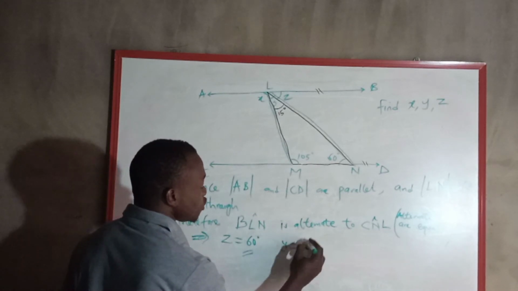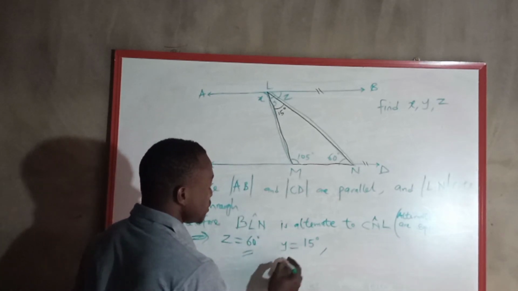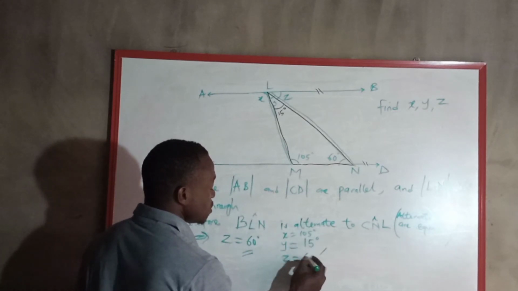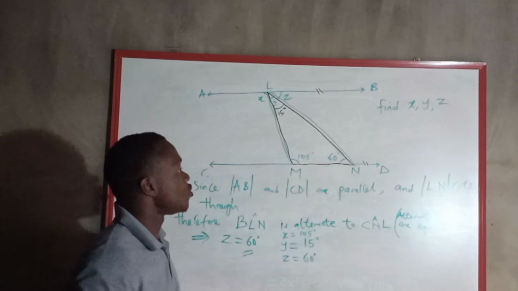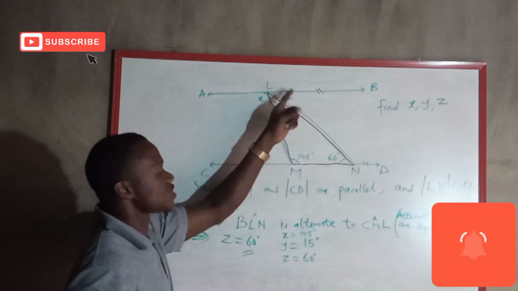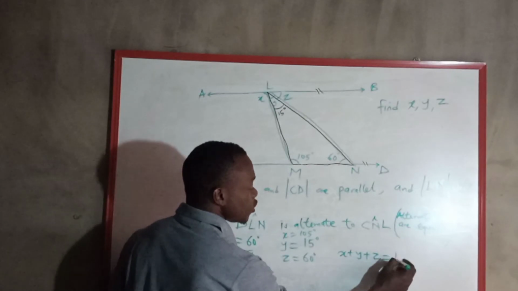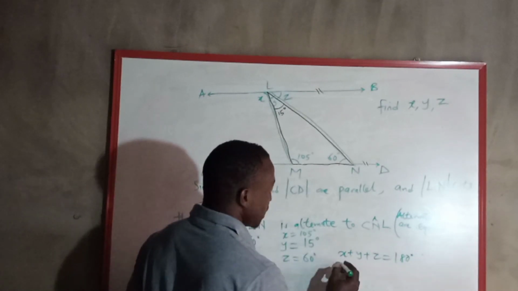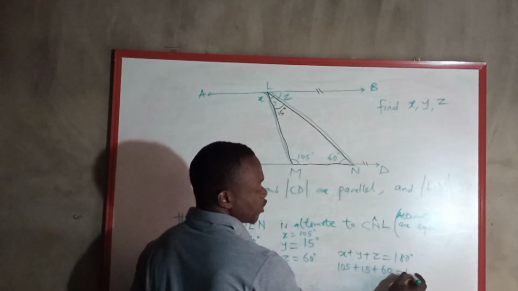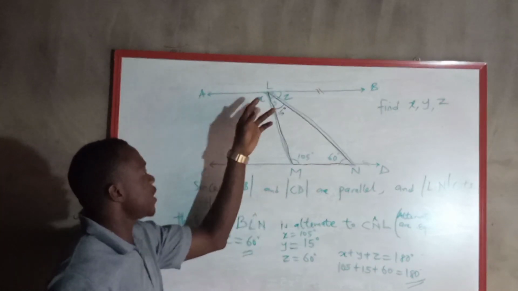So this means our Y is equal to what? 15 degrees. Our X is equal to what? 105 degrees. And our Z is equal to what? 60 degrees. If you want to be sure that you actually got it correctly, you can use angles on a straight line to check it. That means X plus Y plus Z gives you what? 180 degrees. So X plus Y plus Z must surely give us 180 degrees, angles on a straight line. So what is X? 105. What is Y? 15. What is Z? 60. Do they give us 180 degrees? Yes, they do. So that's how we're able to solve X, Y, and Z.